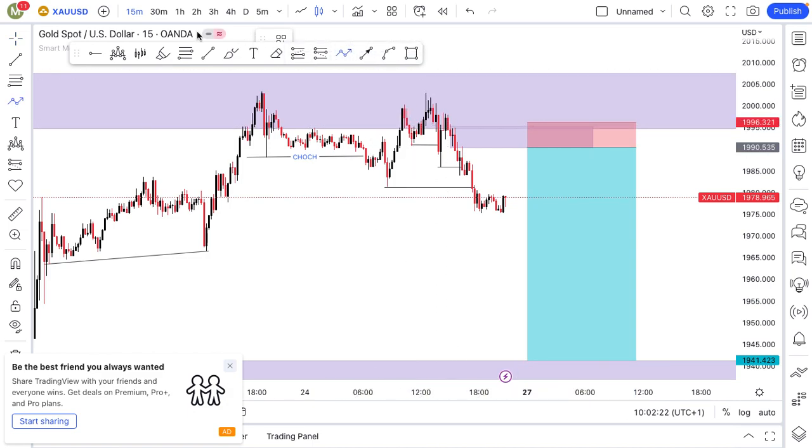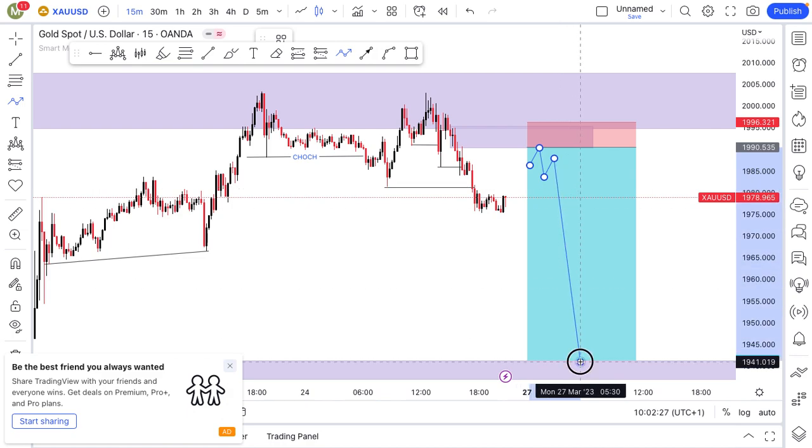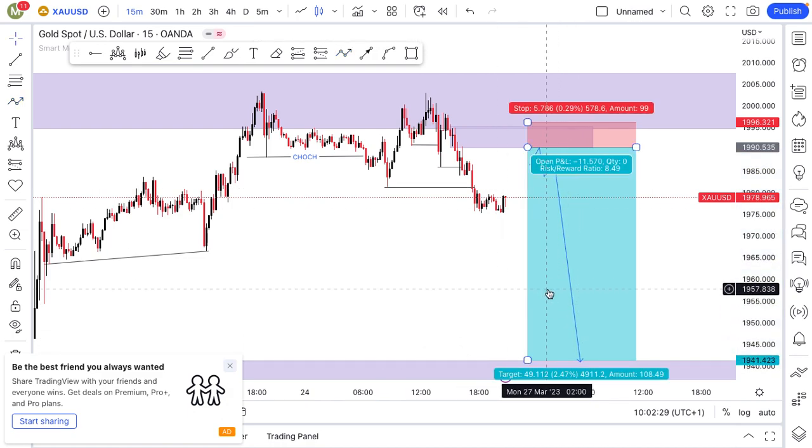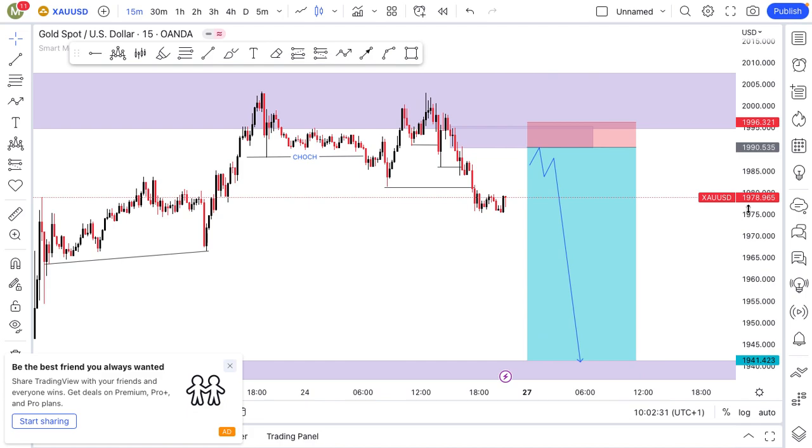So from here, going to the 15 minute, you can see some sort of small change in character here. I start looking for selling right down here, some sort of a 1:8 kind of risk reward. So I go down here.